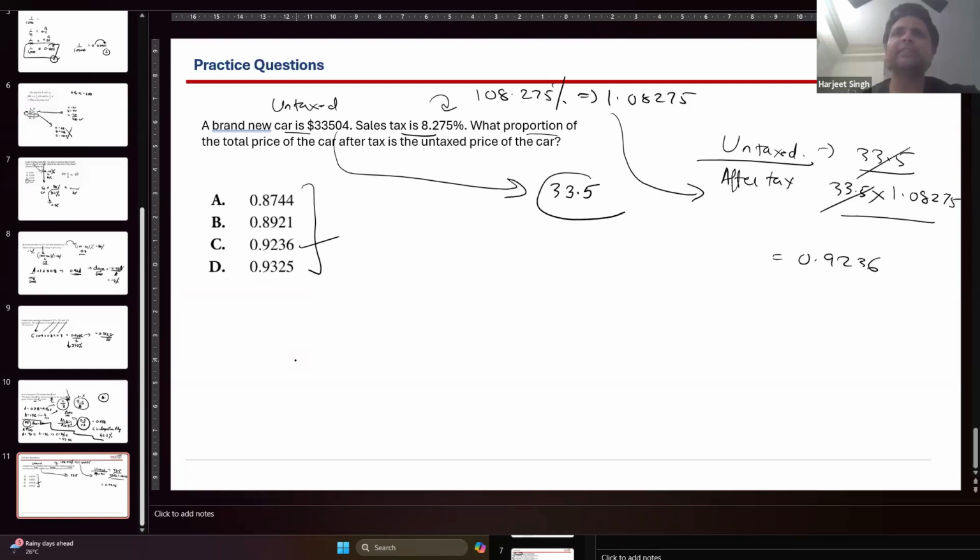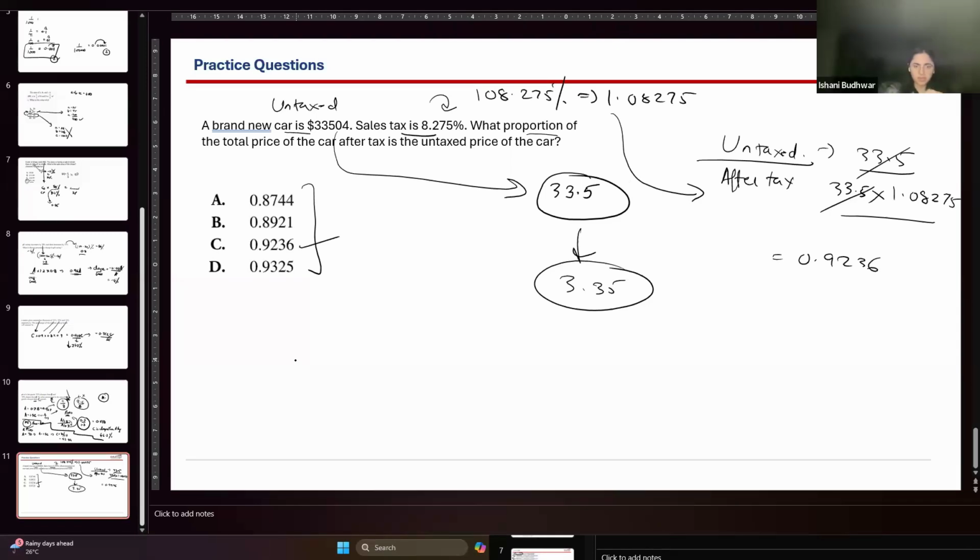And if you can see, as soon as you reduce the dimensionality of the problem, it becomes much easier to do it. Otherwise, you have to type 33504. No need of doing that. I could have also taken 3.35 and made it even simpler. So usually if you have a price, you have to assume that it's untaxed, because then the tax is given.